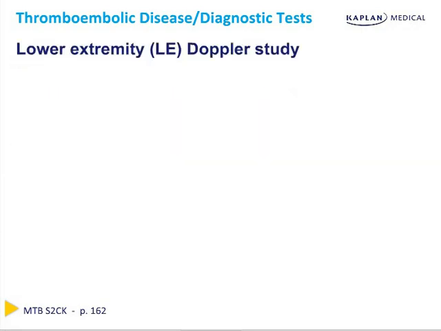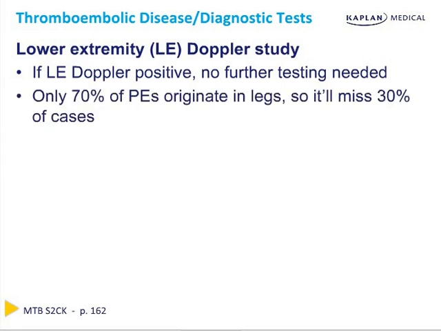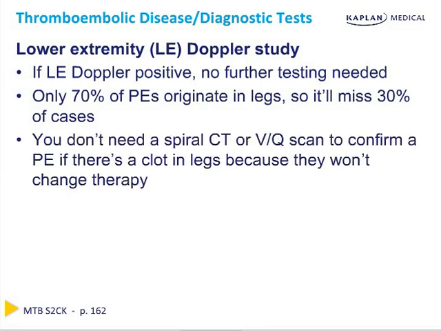For a patient in whom you suspect PE, another possible test is the lower extremity Doppler study. If you suspect PE and you have a positive lower extremity Doppler study, no further testing is needed. However, remember this, only 70% of PEs originate in the legs. So, you're going to miss 30% of cases if you do a Doppler study alone.